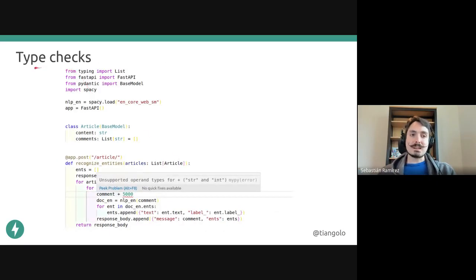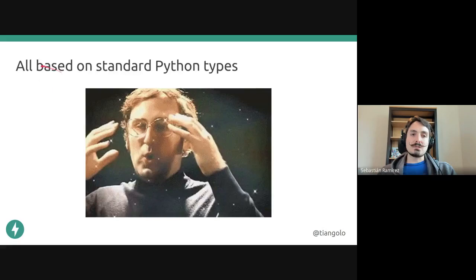And we also get type checks. Because the editor knows that comment is specifically a string, the editor is going to know that we cannot sum a string with an integer. This is not a valid operation. We will have to convert this thing to a string or convert this thing to an integer. So we can detect a lot of bugs and a lot of errors right here in the editor while we are writing the code, instead of having to wait until we finish writing all the code and try to run it to see that there was a problem. So we can detect a lot of these issues right away. And this is because it's all based on standard Python types.